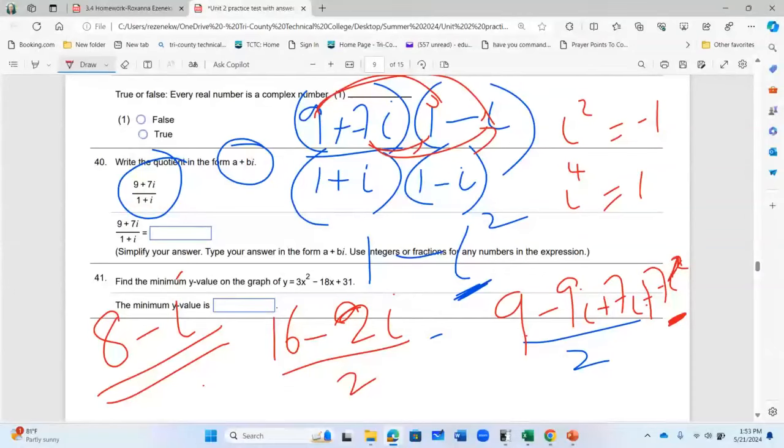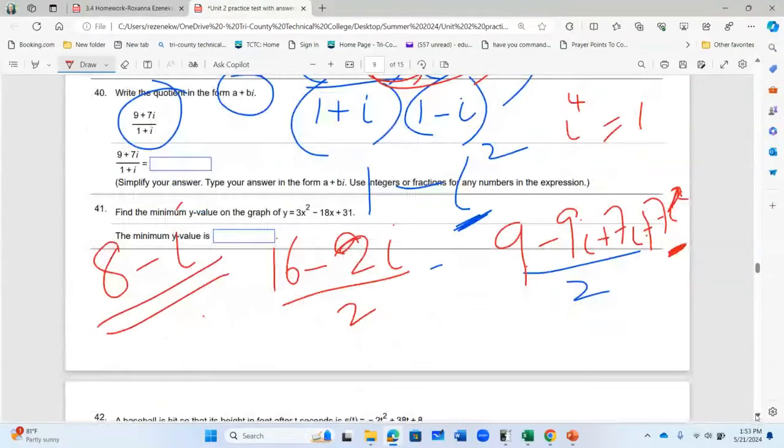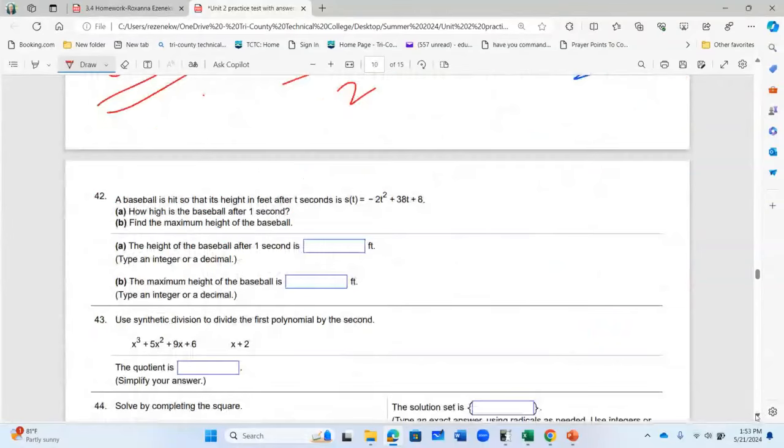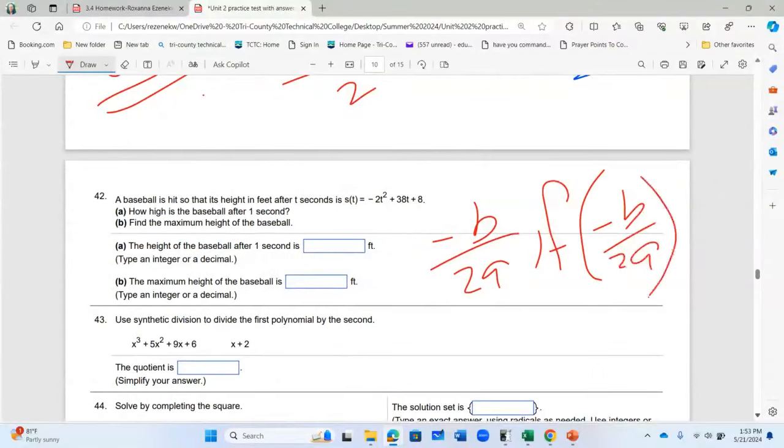Any question? All right, anytime you're told to find the minimum or maximum value, you can use your calculator. If you don't want to use your calculator, use the formula. And what is the formula? The formula is negative b over 2a, comma, f of negative b over 2a. So if you're told to use the formula, then go ahead and use the formula.